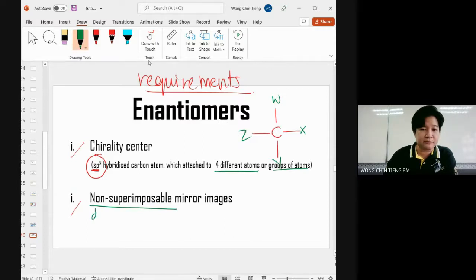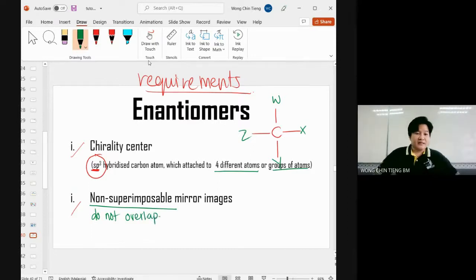Okay, first. Second requirement is non-superimposable. Non-superimposable means do not overlap. That's the layman's term. So, what is meant by do not overlap in the mirror image? Have you ever looked in a mirror?